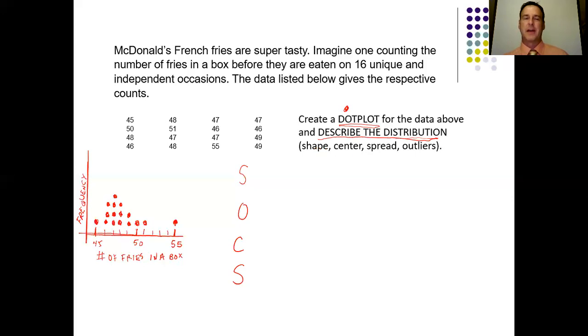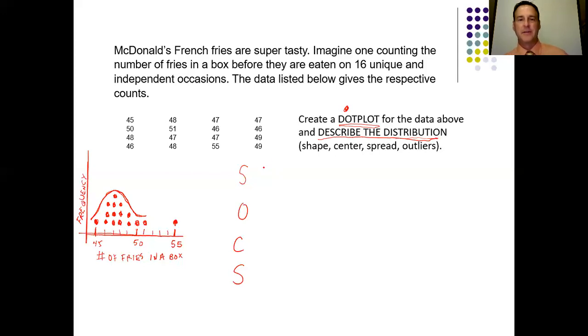Shape. If I look at my shape here, it does look somewhat mound-shaped. And I wouldn't say that it looks too unbalanced, other than this point that's kind of hiding out to the outside. And so I'm going to say that the shape of the distribution of French fry counts is approximately normal. And you're like, what is approximately normal? Well, that is what mound shape is in fancy statistical terms. And we'll talk more about that in a second.